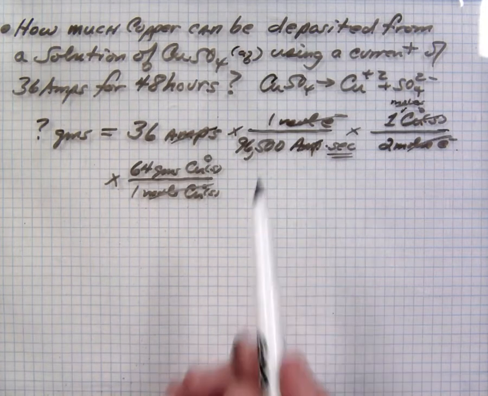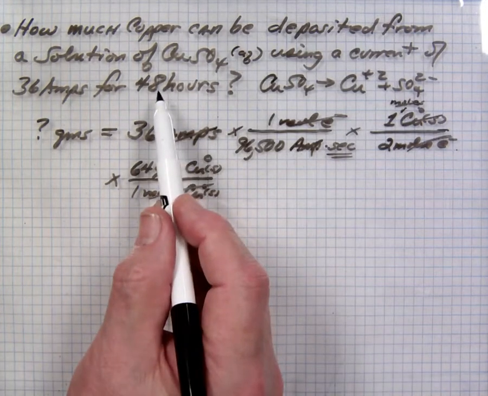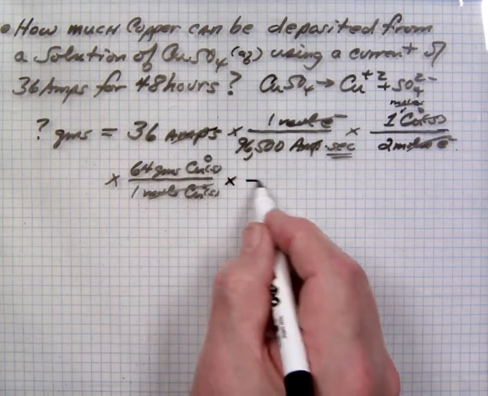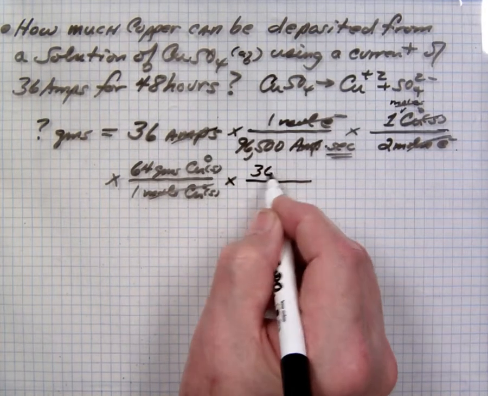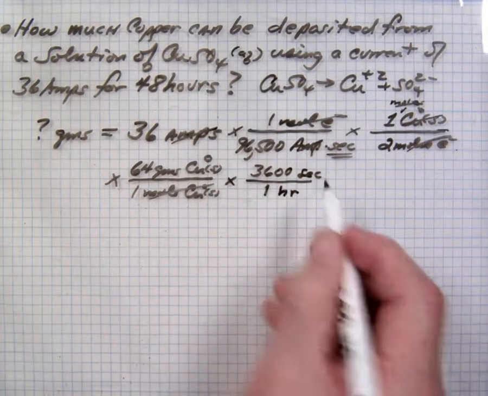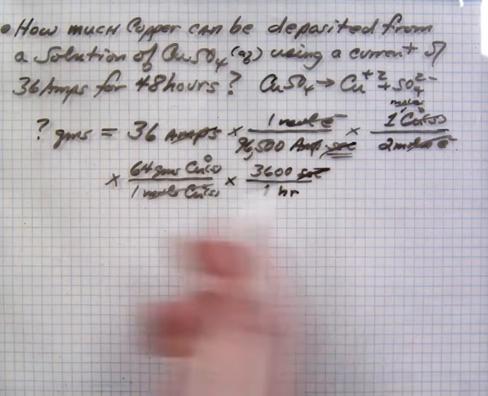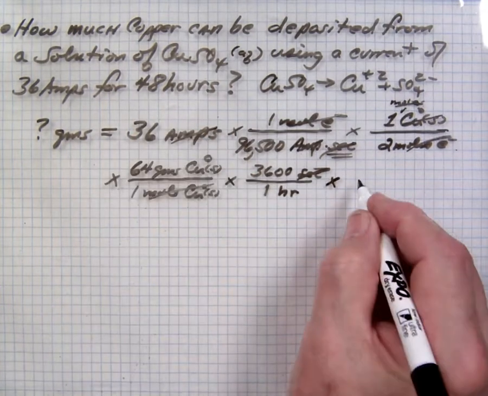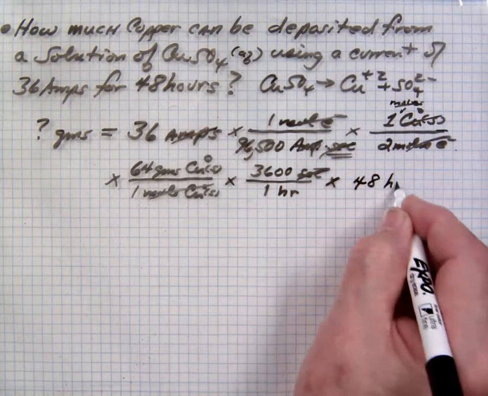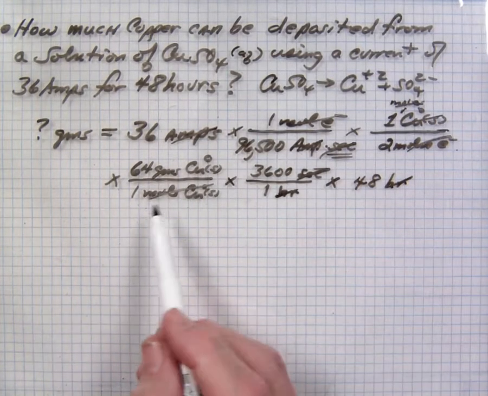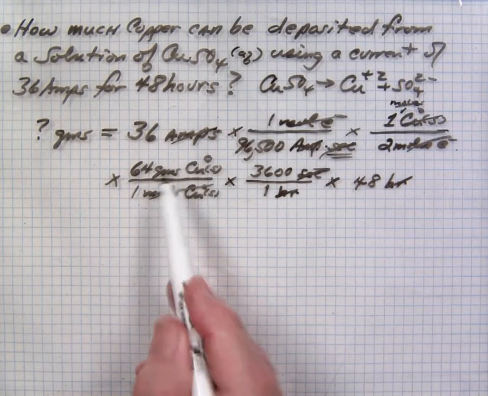So we've got the answer in terms of grams per second. Well, if we talk about 48 hours, we have 3,600 seconds per 1 hour. So now the seconds will drop out, and so we're looking for 48 hours, and so that drops out, and the only unit that's left is grams of copper.